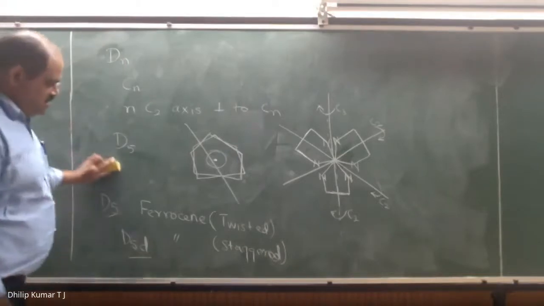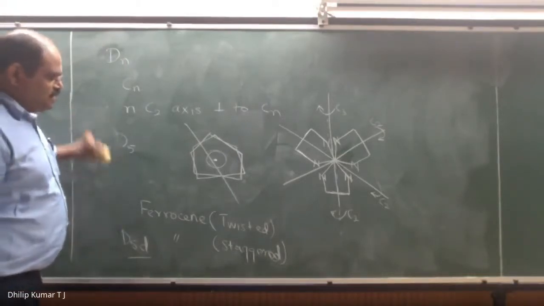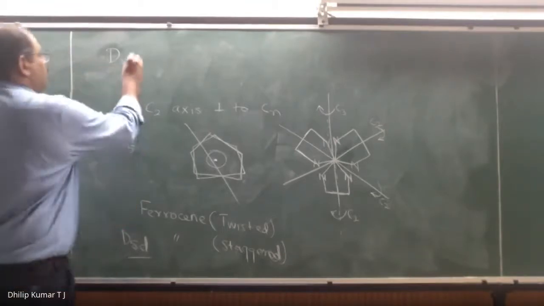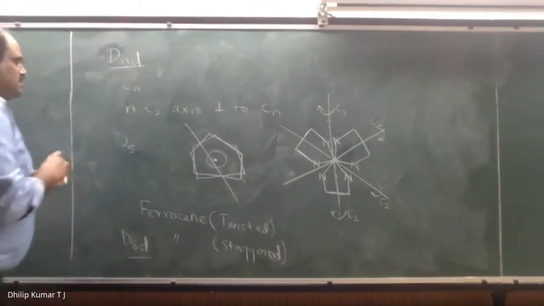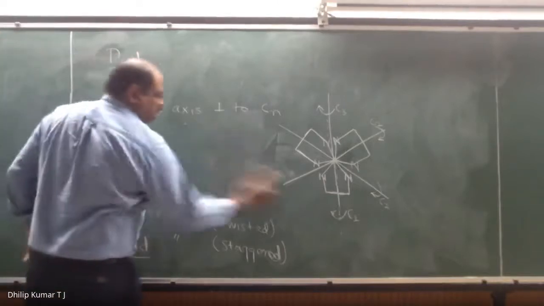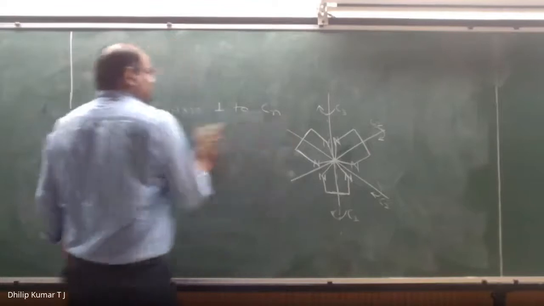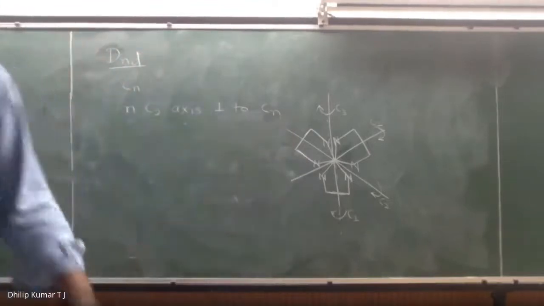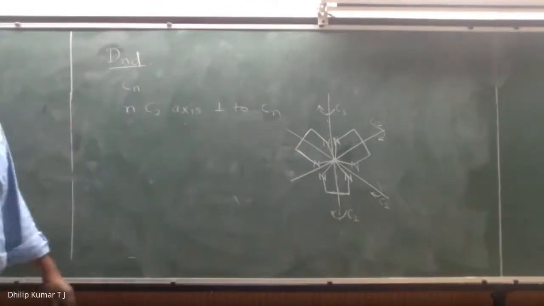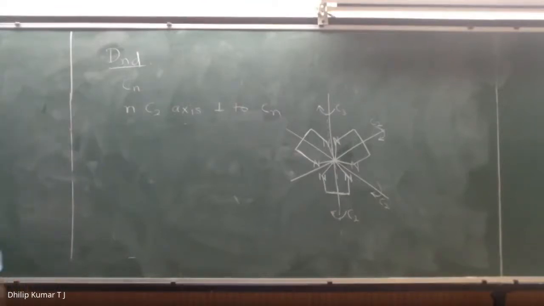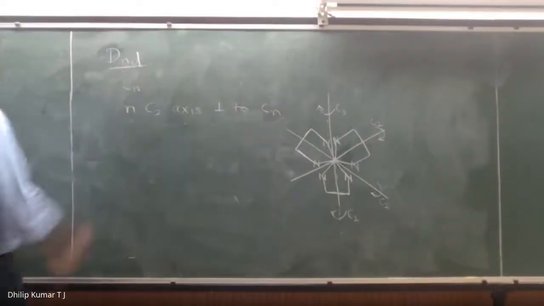Since you're talking about ferrocene, let's start with the Dnd point groups. Somebody asked. I mean, you agree there is a difference between twisted and staggered? Yes, sir. Okay, fine. Now let's come to Dnd.